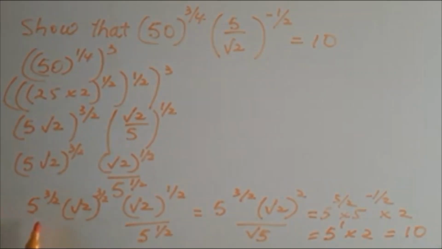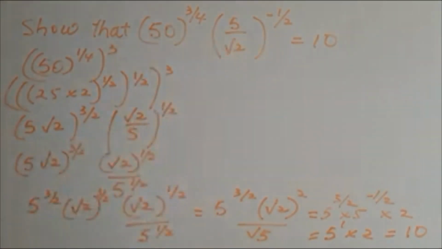Further to that, we simplified here again to have 5 raised to the power of 3 over 2 and root 2 raised to the power of 3 over 2, which combines with this base root 2 raised to the power of half, which you can simplify to root 2 squared, which is root 2 times root 2, which gives us 2. We take root 5, or 5 raised to the power of a half, into the numerator, and it becomes 5 to the minus a half, and that with 5 to the power of 3 over 2 gives us 5 raised to the power of 1, which is 5, and the 2 from root 2 squared, which gives us 2. So we've just shown that this is equal to 10.